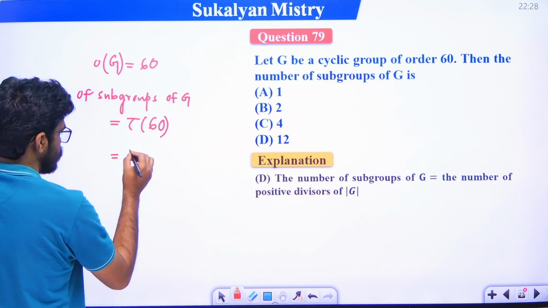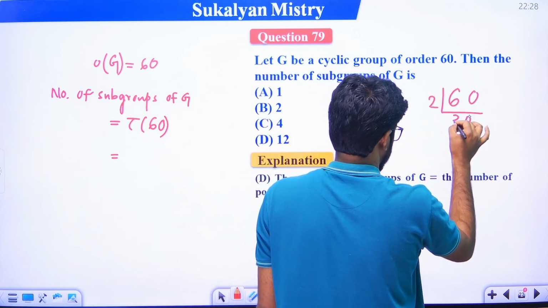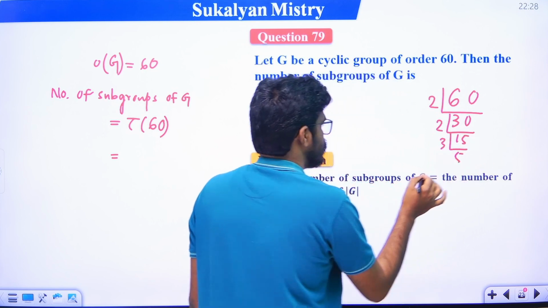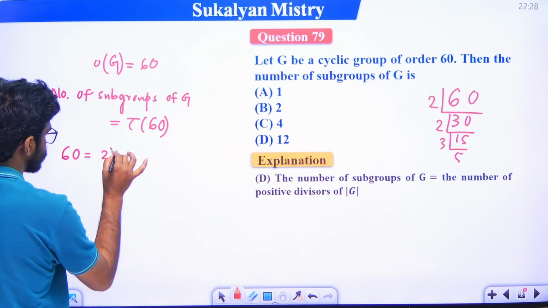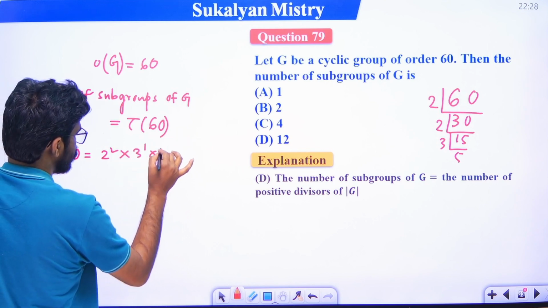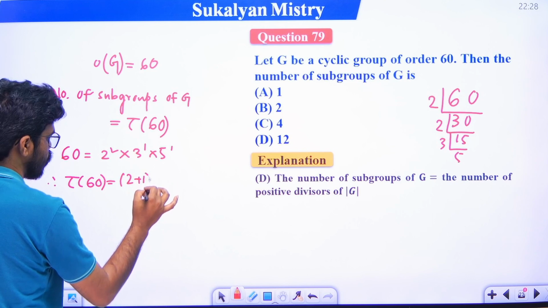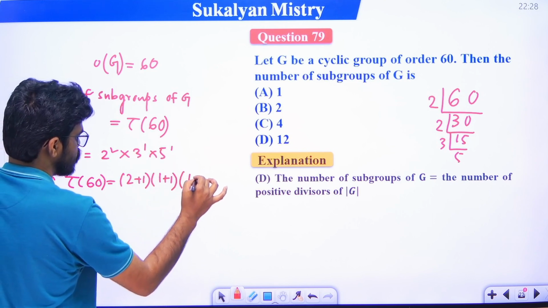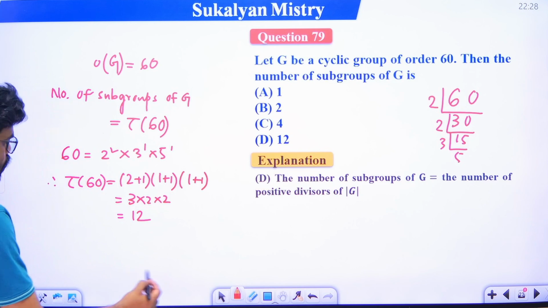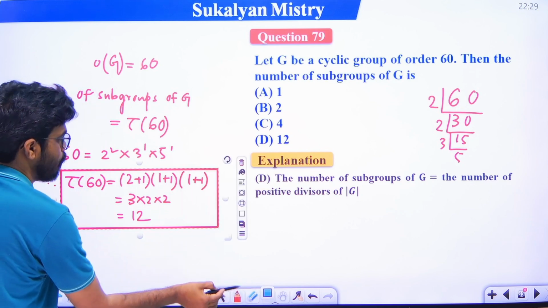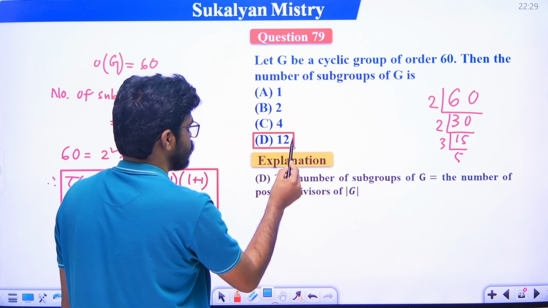How do we calculate tau 60? Do the prime factorization of 60. That means 60 is 2 squared into 3 to the power 1 into 5 to the power 1. So what is the process for tau 60? Just add 1 to each power. So 2 plus 1, that is 3, into 2 into 2, so 12. So tau 60 will be 12. So the number of subgroups of the cyclic group of order 60 will be 12. So we have 12 subgroups.